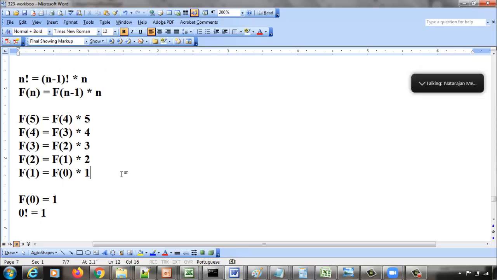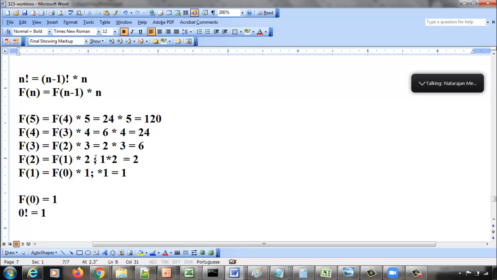So once you know 0 factorial is 1, we can substitute for that here. 1 times 1 is 1. So that is f of 1. Then f of 2 is 1 times 2, which is 2. And using this you can find f of 3. f of 3 is f of 2, which is 2, times 3, which is 6. So now f of 3 is 6, times 4 is 24. f of 4 is 24, times 5 is 120. So this is how you compute a factorial of 5.